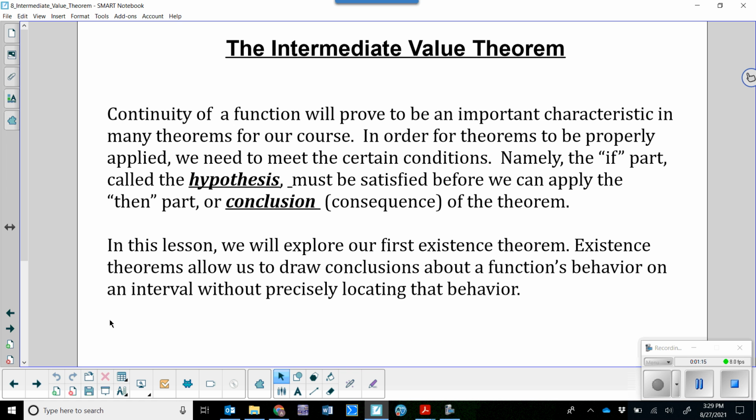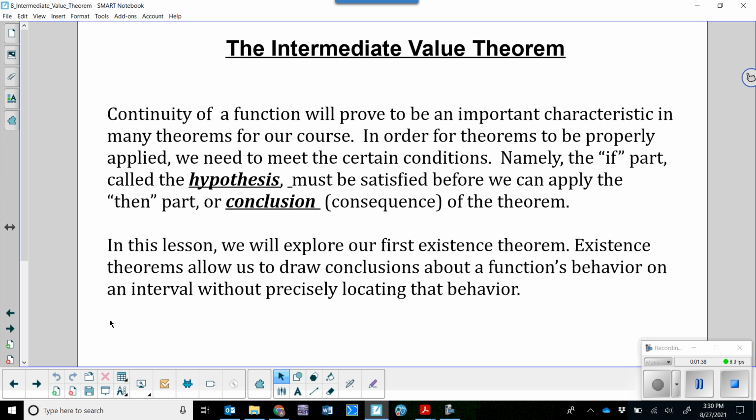The hypothesis, the if, has to be true, and super often the first thing in the if part is that this function is continuous, then yada yada yada, all these other things are true. That's the reason we just did continuity, because it's very important. So this is actually going to be that case.